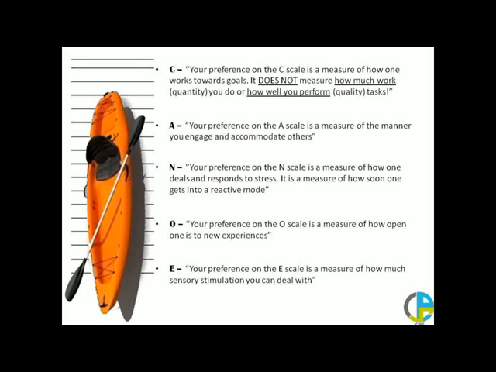C. Your preference on the C scale is a measure of how one works towards goals. It does not measure how much work you do, the quantity of work, or how well you perform tasks, the quality of work. A is a measure of the manner in which you engage and accommodate others. N is a measure of how one deals with and responds to stress. It is a measure of how soon one gets into a reactive mode. O, your preference on the O scale, is a measure of how open one is to new experiences. And E is about how much sensory stimulation you can deal with.